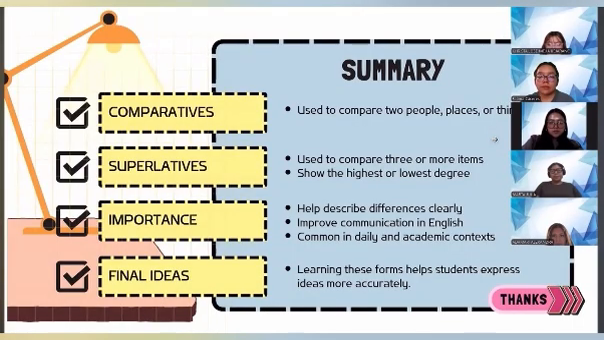In summary, comparative and superlative are important grammar forms in English. They help us compare people, places, and things in a clear way. Comparatives are used to compare two things, while superlatives are used to compare three or more things and show the highest or lowest degree. Understanding these forms helps students communicate better and describe differences more effectively in daily conversations and academic contexts.